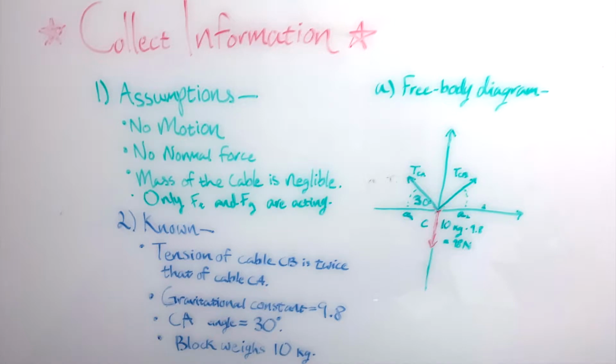To start, our assumptions are that there is no motion, no normal force, the mass of the cable is negated, and only force of tension and gravity are acting. What we currently know is that the tension of cable CB is twice that of cable CA, the gravitational constant is 9.8 meters per second squared, and the angle of cable CA is 30 degrees. The cylinder weighs 10 kilograms. We have a free body diagram on the side to illustrate the relevant forces.